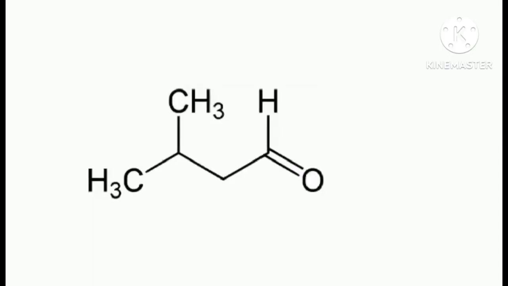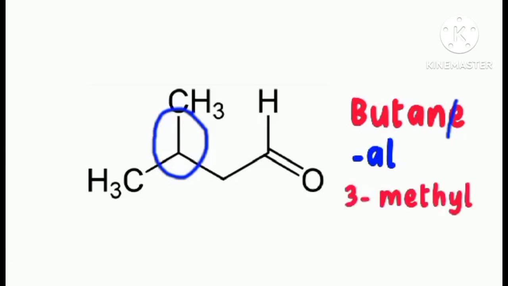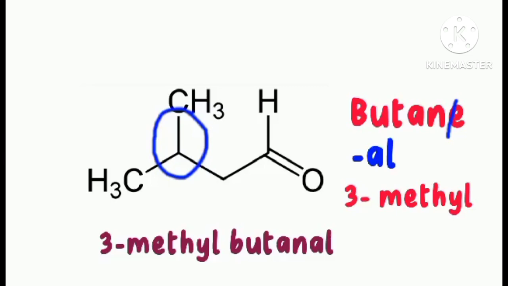Since it has 4 carbons, it is called butane. Dropping the E and adding the suffix -al. And it has methyl attached to the parent chain, which is located in the 3rd carbon, and that is 3-methyl. So the final name is 3-methyl-butanal.